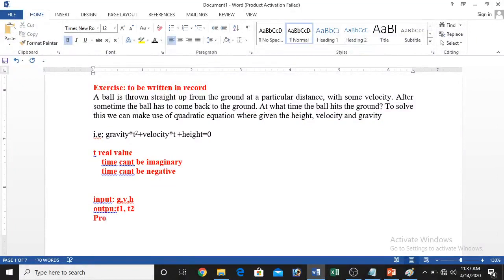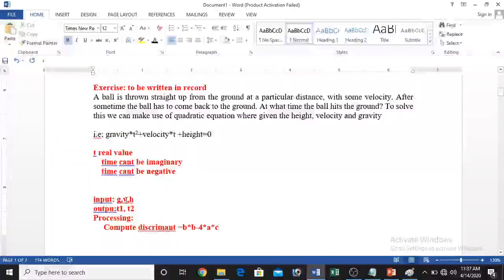Now, what is the processing involved in it? First, you are going to compute the discriminant. What exactly is the discriminant? The discriminant is the value b square minus 4ac, that is equal to b star b minus 4 star a star c. Here we are not using b, a or c, we are using gravity, velocity and height. So b is your velocity, I'll replace with v, a is your gravity, I'll replace with g, and c is your height, I will replace with h. So first you compute the discriminant.